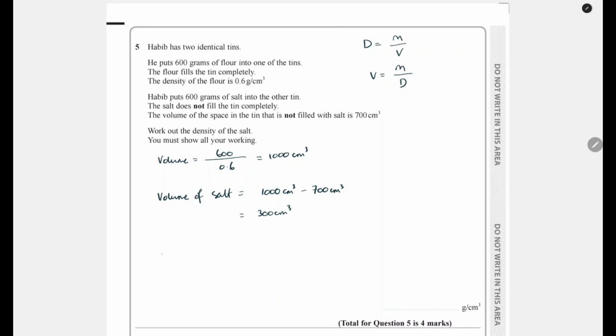Finally, we can work out the density of the salt by using this equation here. So we know that the mass of the salt used was 600 grams. The volume of the salt is 300. And so 600 divided by 300 is 2. So the density is 2 grams per centimeters cubed.